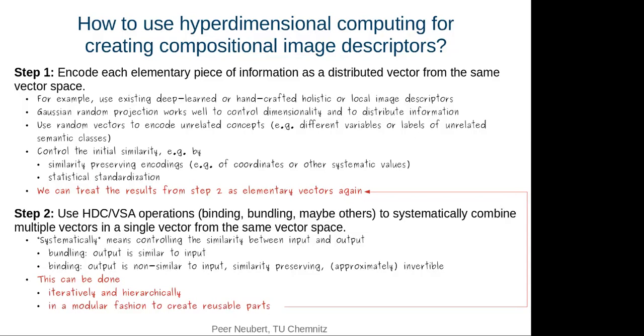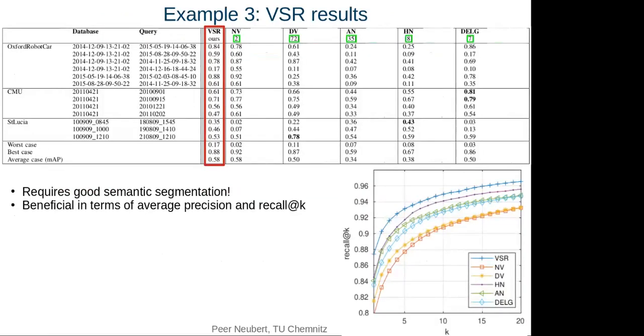Okay, finally, just a short look at the results. Again, some evaluation over different data sets. And it turns out that those VSR, so vector semantic representation descriptors, work well. However, they really require a good segmentation. So we use the NVIDIA model, and this only works in those city environments, so we are not able to apply this to some rural environment, for example. However, if we have a good segmentation, then this works quite well.